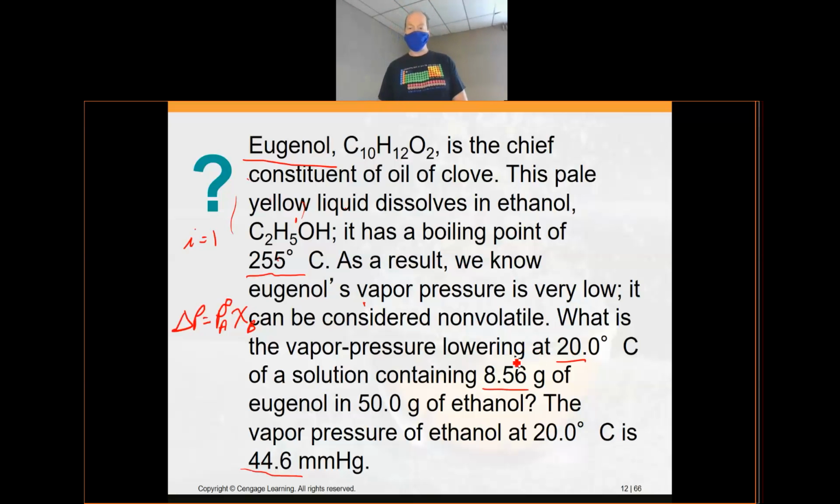So all you have to do is convert this to moles, so divide by the molar mass. They give you the formula, 10 carbons, 12 hydrogens, 2 oxygens. You have ethanol, which also needs to go into moles. They give you the formula, 2 carbons, 6 hydrogens, 1 oxygen for ethanol. So you put those both in moles, find the mole fraction of your solute, that goes here, times the 44.6, which is your vapor pressure of pure ethanol, and then you will have your vapor pressure lowering.